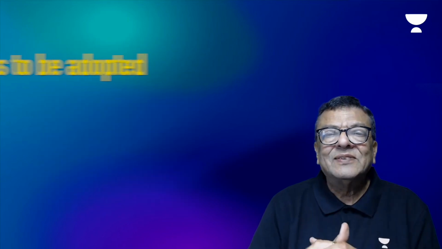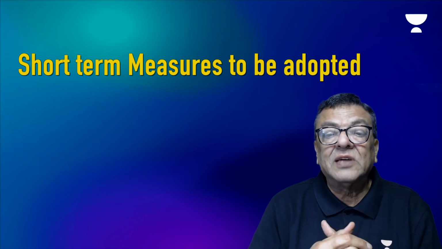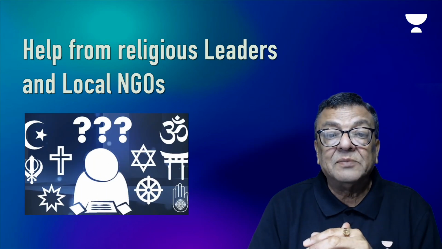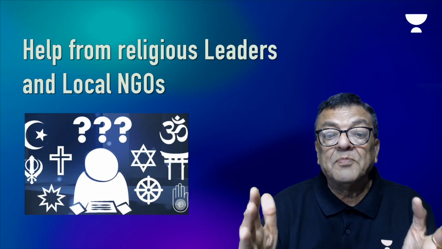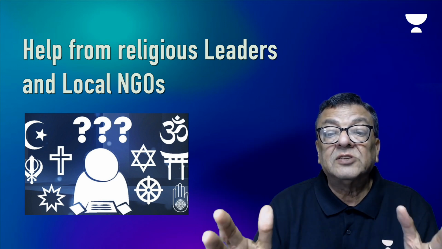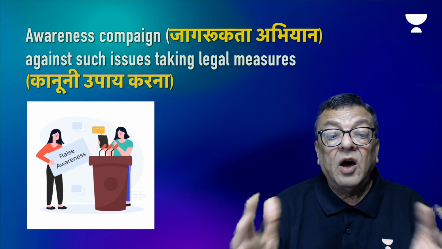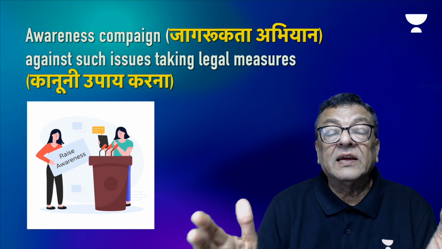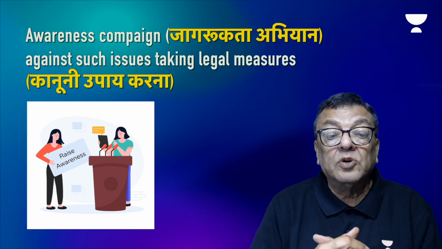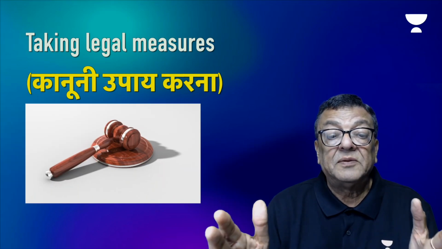So let us now try to assess and find out what are the short-term measures that can be taken. The first short-term measure that can be taken is to take the help of religious leaders and local NGOs to stop such practices. The second short-term measure could be launch an awareness campaign targeting such issues. The third short-term measure could be to take the necessary legal measures as soon as possible.